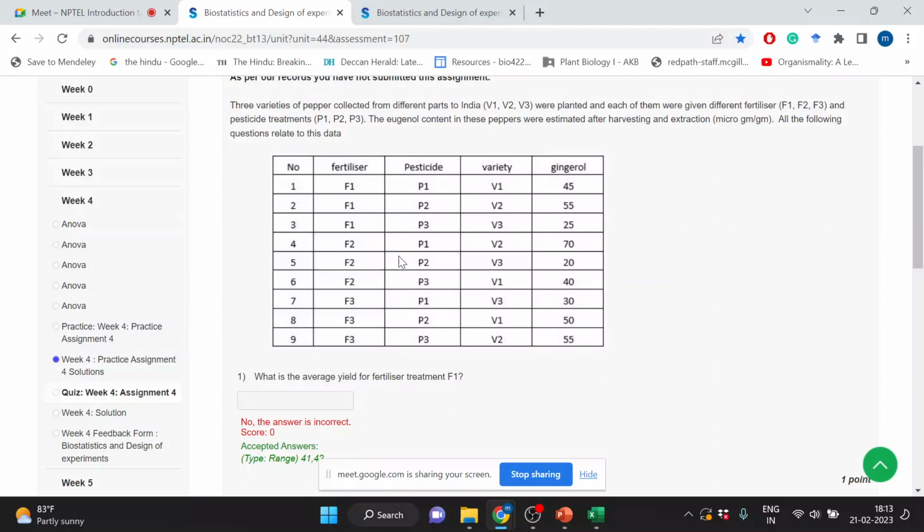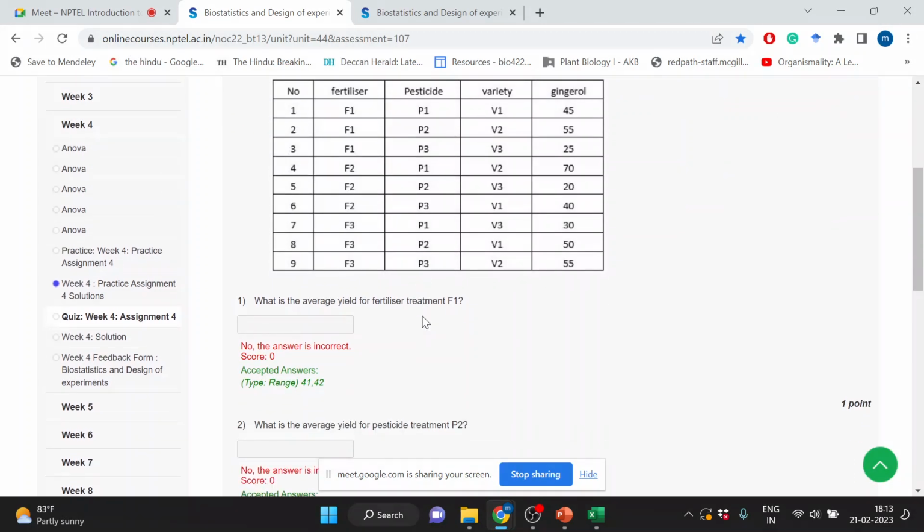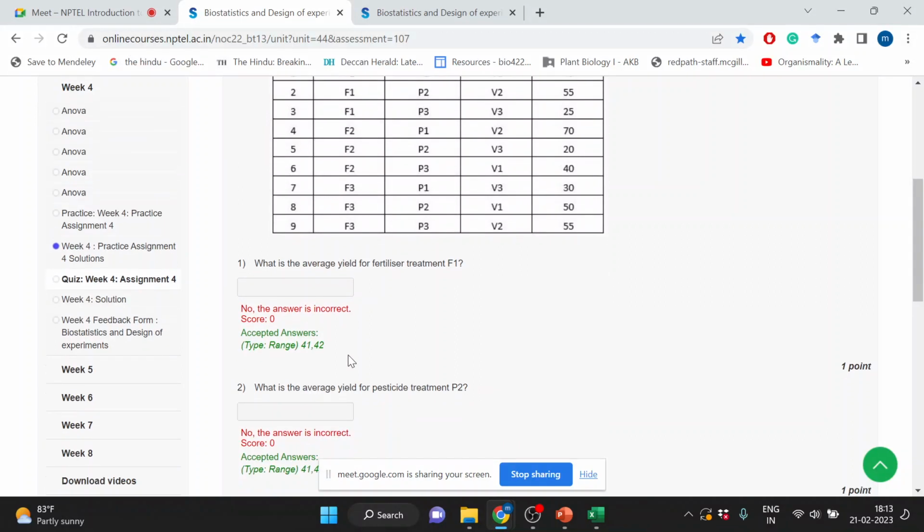Now, they've asked for certain values just to get you going. The first is, what is the mean value for fertilizer treatment F1? You just have to take the mean of these three values for F1. If you take the mean of 25, 55, and 45, you get around 42, I think 41.66.